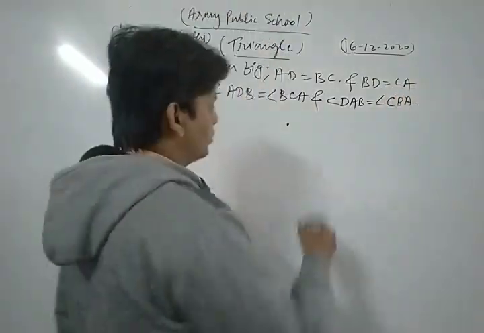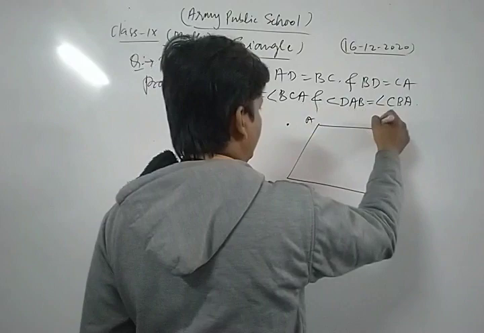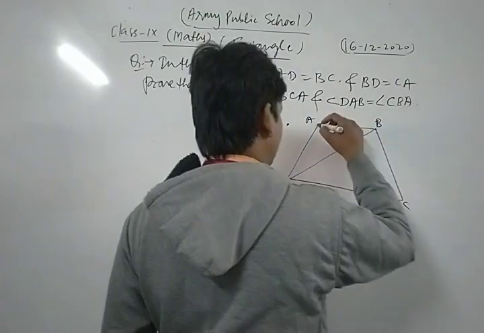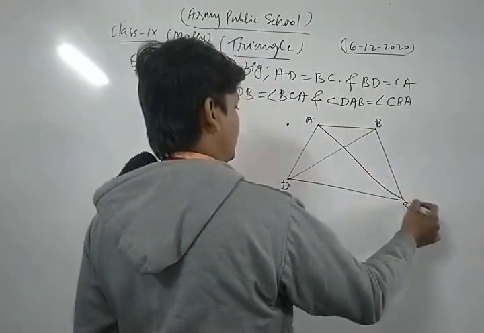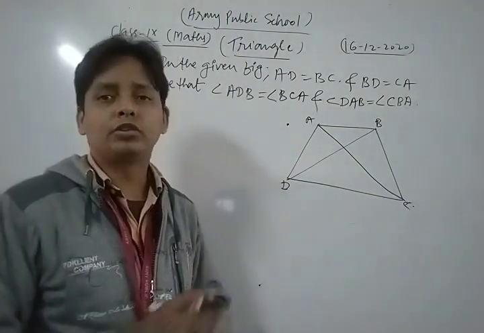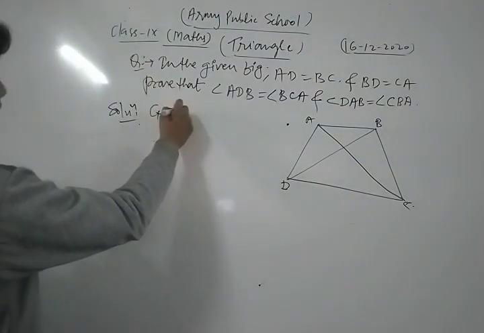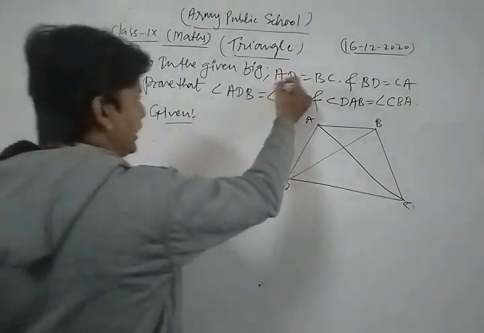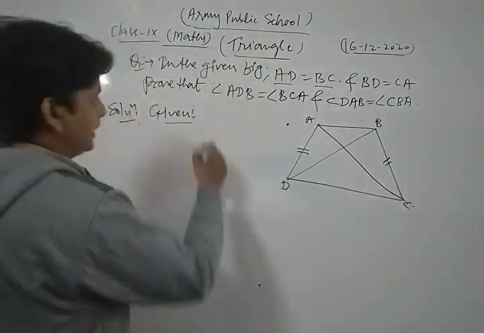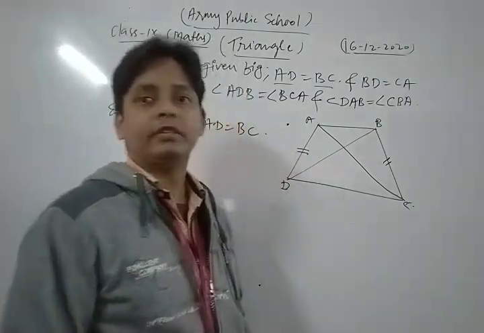And your figure is, dear students, this: A, B, C, D, and join BD and AC. This is the figure, dear students. In that question, we have to show what? Let's see its solution. First of all, we write the given. What is the given value in that question, dear student? AD is equal to BC, which is given in our question.